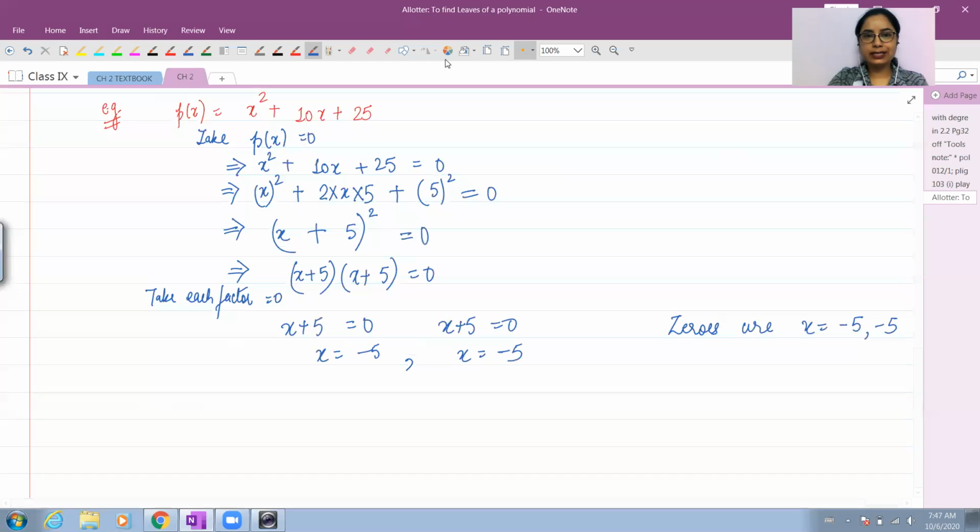And now I'm going to take another example, taking you to your splitting the middle term part. So we have x square minus 4x plus 3.